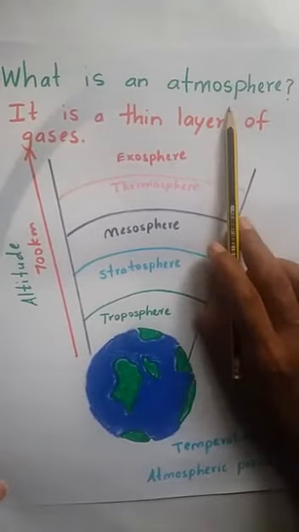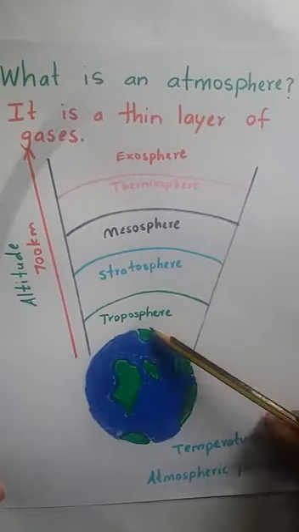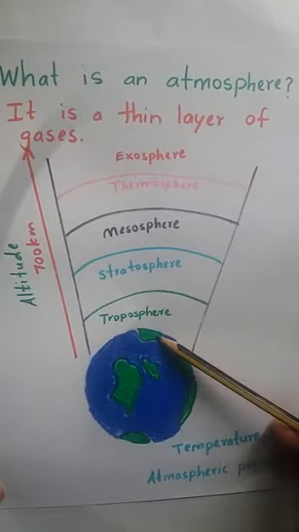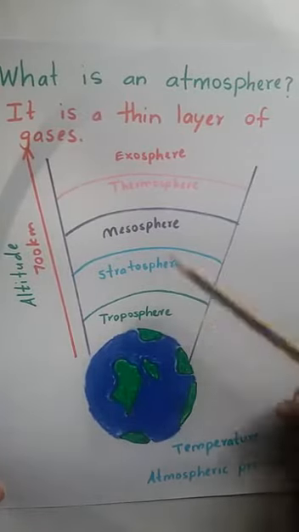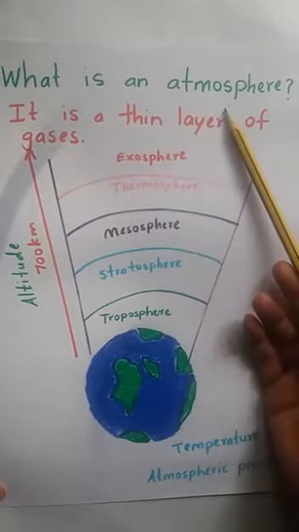Atmosphere. What is an atmosphere? As you know, the earth is surrounded by different types of gases. These gases create a thin layer. The thin layer of gases is known as the atmosphere.